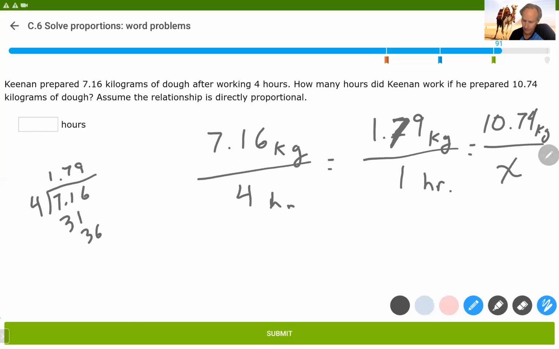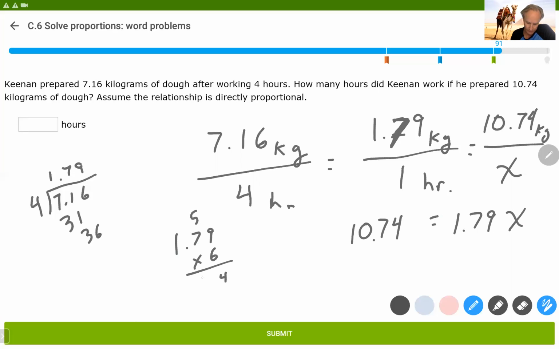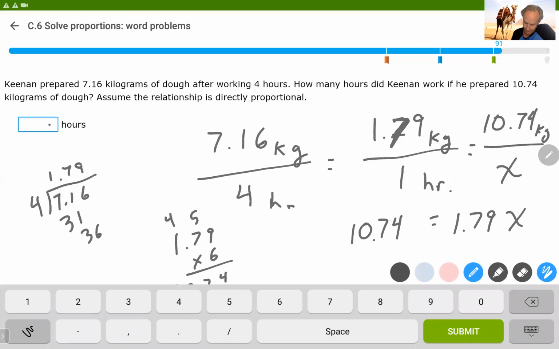And x. In this particular case, I could probably estimate that it's probably going to be 6 if I had to guess. And it's probably going to work out well. I have 1.79. X is equal to 10.74. And we want 6. I'm going to go ahead and multiply it. 1.79 times 6 and see if it works. That's 4, 5, 7, 4, 10.74. And sure enough, it does. That would be 6 hours.